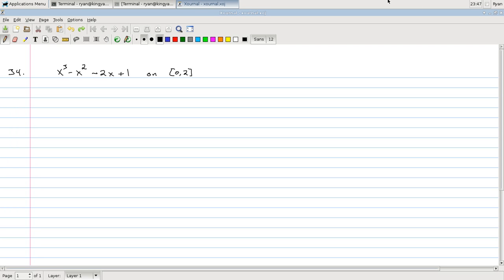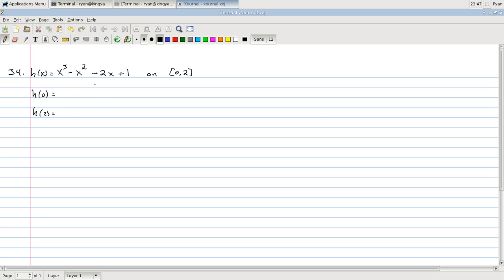Problem 34. Determine whether or not the function x cubed minus x squared minus 2x plus 1 has a 0 on the interval from 0 to 2. First thing we'll do is evaluate the function at both endpoints of the interval. So let's call this h of x. We want to look at h of 0 and h of 2.